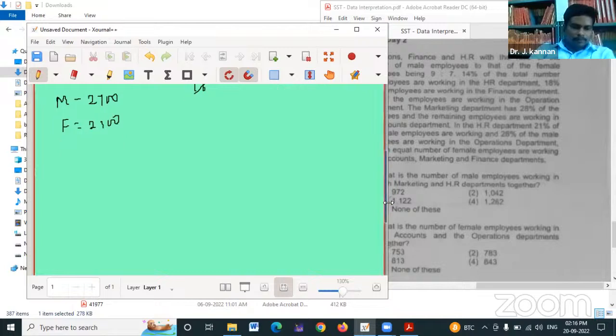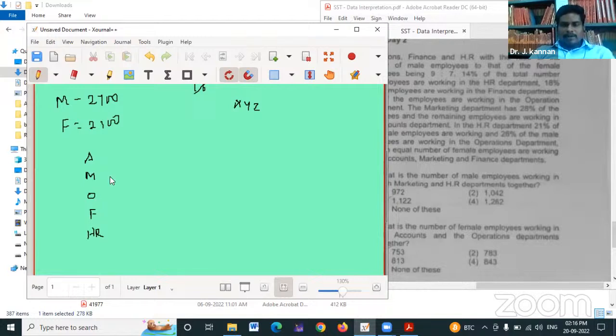Next. So in company XYZ, we have 5 departments: first the accounts department, the marketing department, the operation department, the finance department, and the HR department.